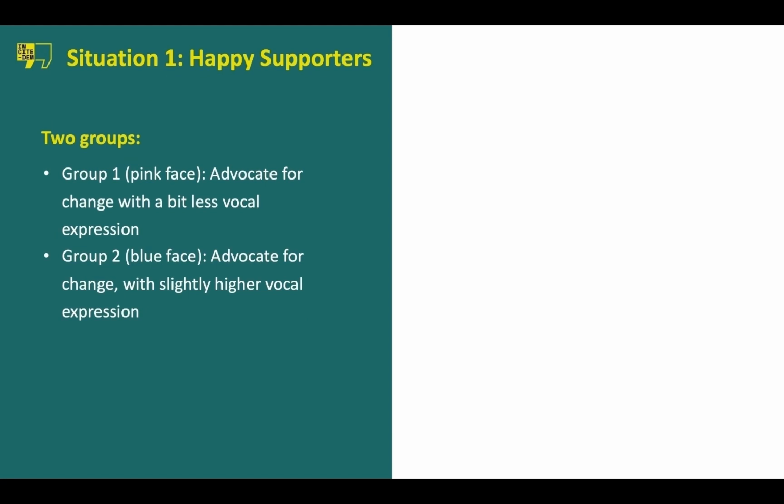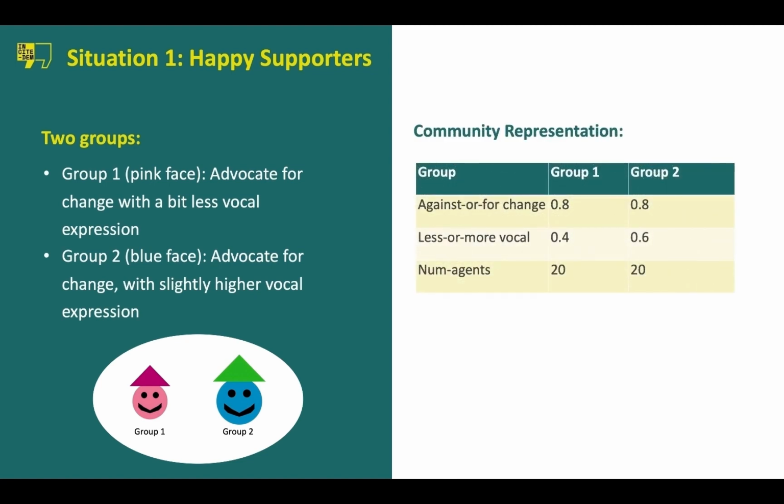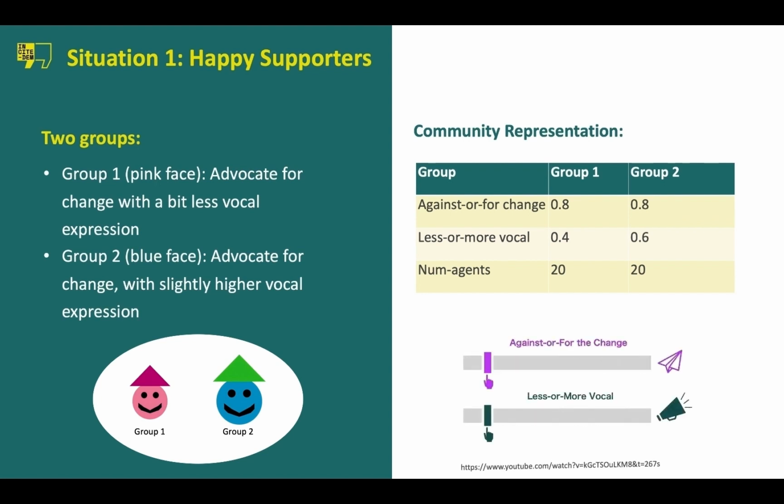In the first situation, there are two groups, one advocating for change with a bit less vocal expression, and the other group advocating for change with slightly more vocal expression. The parameter settings are as outlined in the table on the right side, as demonstrated in the introductory video accessible via the provided link. The dynamics of these groups are primarily influenced by adjusting two key sliders.